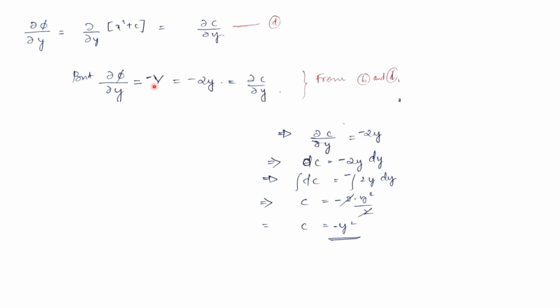So substituting this again, dou minus 2y is equal to dou c by dou y. Rearranging the terms, dou c by dou y is equal to minus 2y. So dou c equals, taking dy to the other side, minus 2y dy. Substituting that, you solve for the integral of dc. Dc is equal to integral of minus 2y dy, and c is equal to minus 2 y square by 2. That means you got the value of c. What is the constant value we got? c is minus y square.